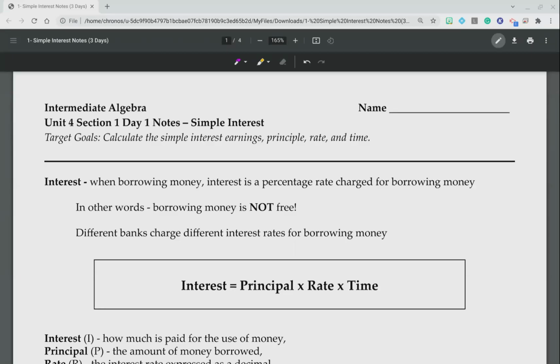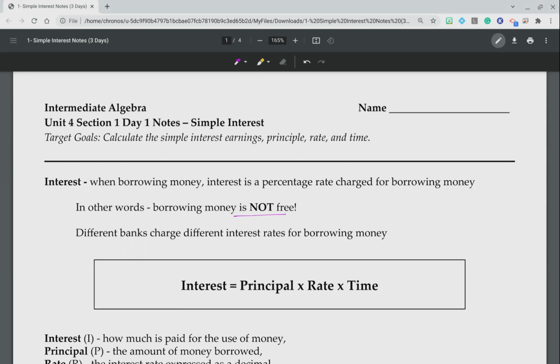For the start of Unit 4, we are going to be talking about simple interest. So we're going to calculate the simple interest of earnings, principal, rate, and time. So first, what is interest? Basically, when you're borrowing money, interest is the percentage that you are charged for borrowing the money. In other words, when you borrow money, it is not free.